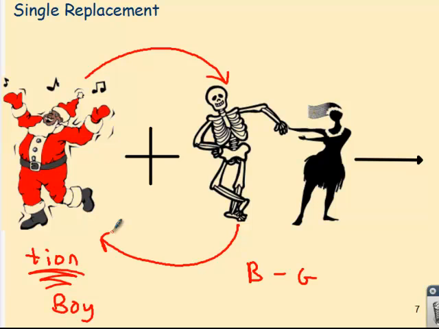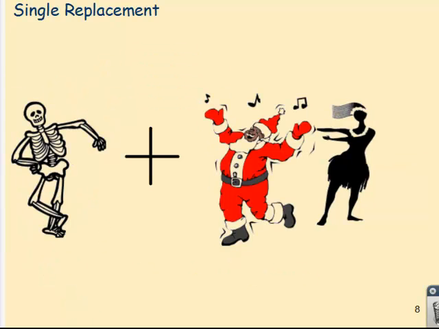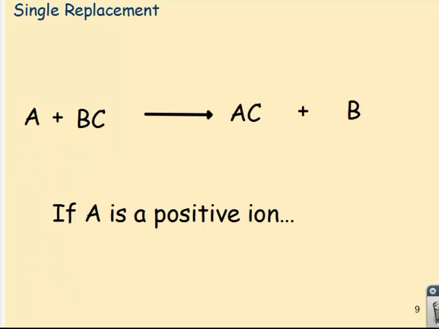All right, so then if you're going to predict the products of that reaction, it's going to end up like this. So now you have the skeleton off by himself. Once again, a person by themselves is representing a free element. And now you have a positive and negative ion in a chemical formula. All right, so the chemistry way to put it would be A, element by itself, plus BC, where this goes positive, negative. A knocks B out of the way, and you get A with C. And now you get B off by itself as a free element.